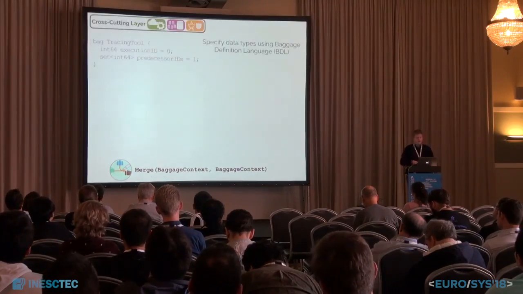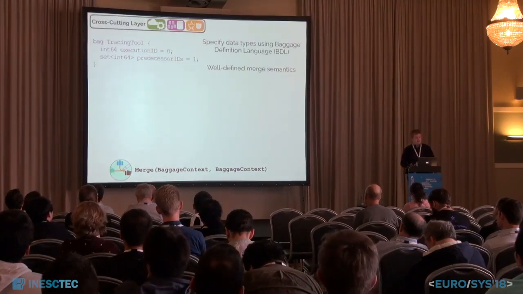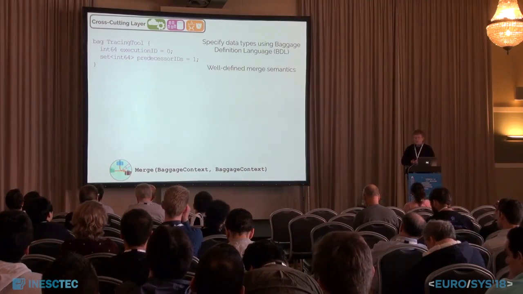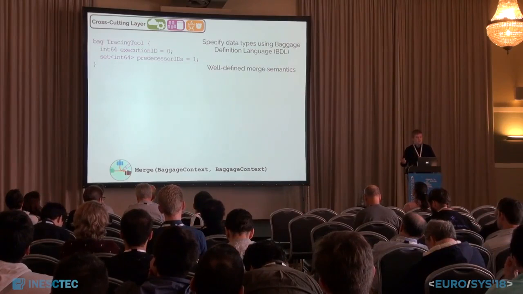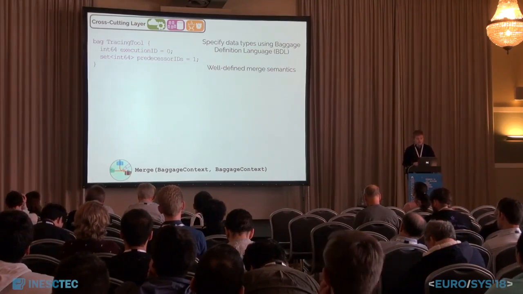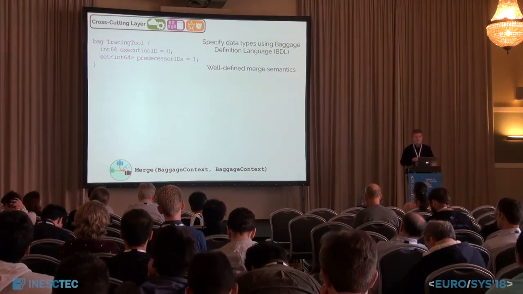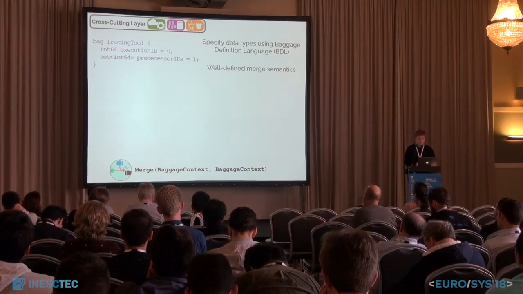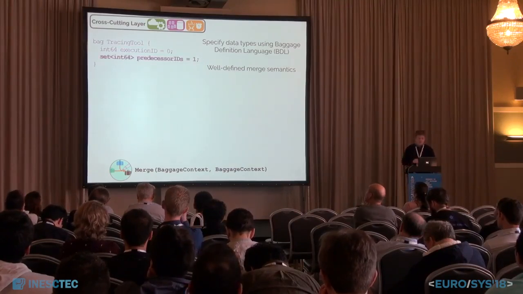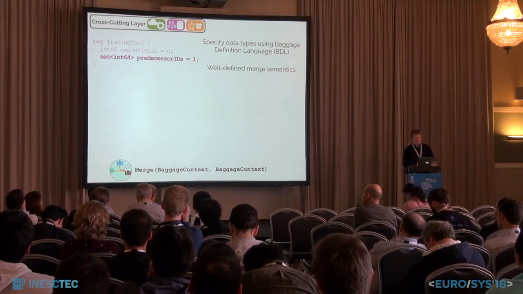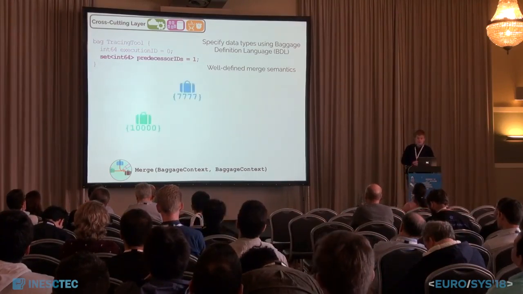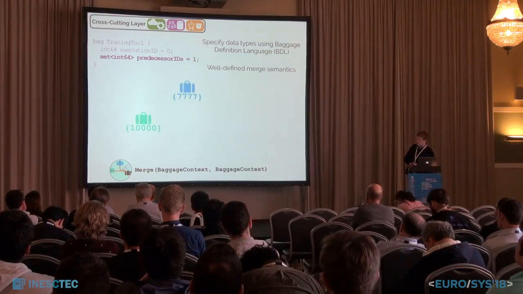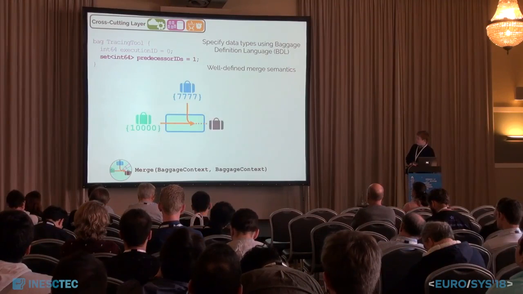Concretely, all BDL data types need well-defined merge semantics, because we need to know how to correctly merge 2 instances of a data type whenever 2 branches of an execution join. We want to make sure that we combine them in a way that makes sense for the data type. For example, our set of predecessor IDs has a somewhat natural merge operation of a set union. If there are 2 different baggage context instances that have different values for a predecessor ID, then what we want is to take the set union after merging.